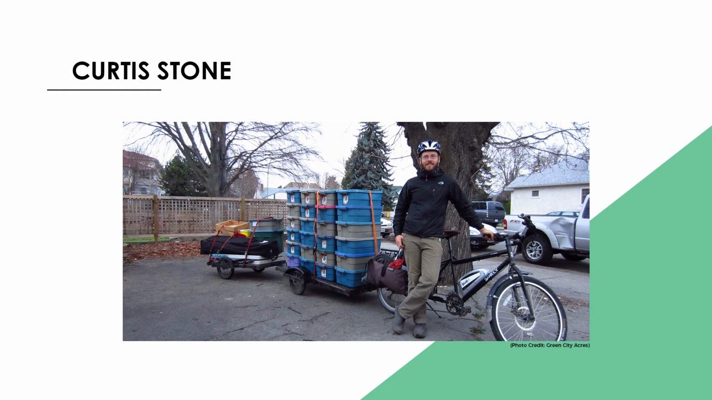Good. So here's an example of a farmer, Curtis Stone, who's delivering his veggies on a bicycle. And this is just an example of how easy it can be. He makes rounds once or twice a week to a number of restaurants. Easy peasy. Yeah, maybe not in the summer in Texas, but for some climates, it's a great option.